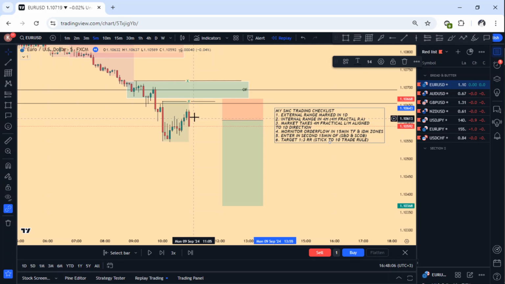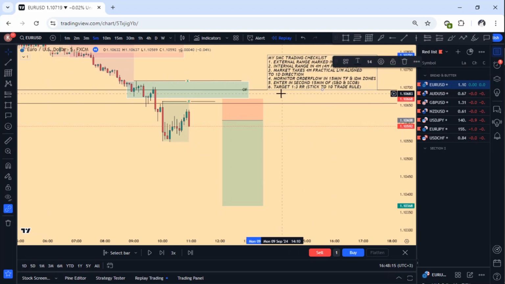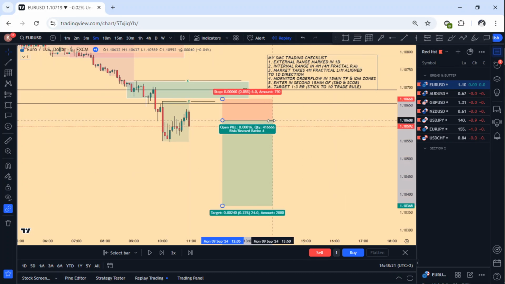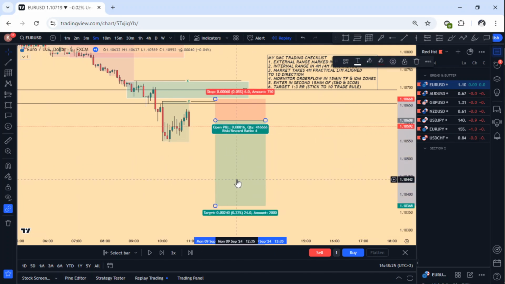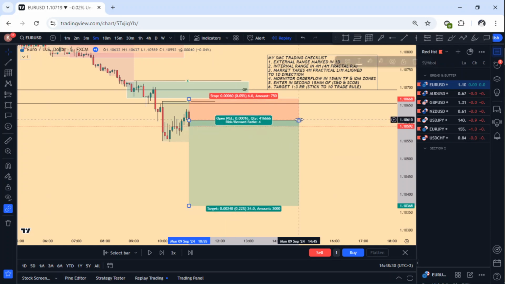It can be from this point, can be from this point, so it is imperfect. But what I know is that my stop loss has to be above here, so that is why I would have at least 6 pip stop loss fixed. So target 1 to 3 and stick to the 10 trade rule. The 10 trade rule says that you take the next 10 trades immediately they show up with a risk to reward of 1 to 3, and you're going to see different results. So that is the target.